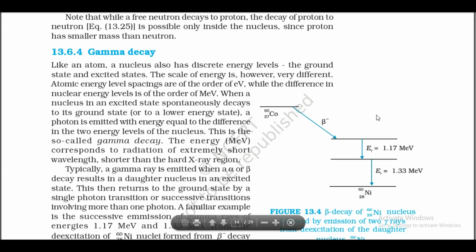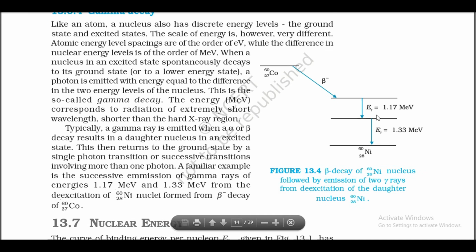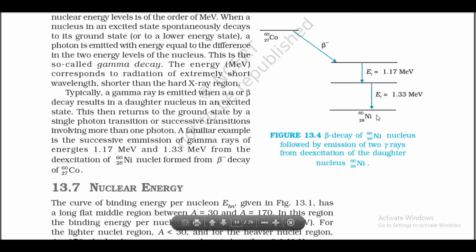The energy of MeV corresponds to radiation of extremely short wavelength, shorter than the hard X-ray region. Typically, a gamma ray is emitted when an alpha or beta decay results in a daughter nucleus in an excited state. This then returns to the ground state by a single photon transition or successive transitions involving more than one photon. A familiar example is the successive emission of gamma rays of energies 1.17 MeV and 1.33 MeV from the de-excitation of 28Ni60 nuclei formed from beta minus decay of 27Co60.